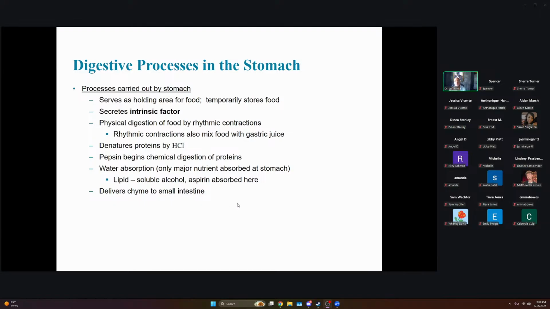But beyond water, lipid-soluble alcohols and aspirin also can pass through the walls of the stomach into neighboring capillaries, all right? And then the stomach ultimately converts bolus to chyme, which then is ejected into the small intestine, all right? So a lot of different things that the stomach does, all things that we've talked about now in detail. It should be pretty easy for you when it comes test time.